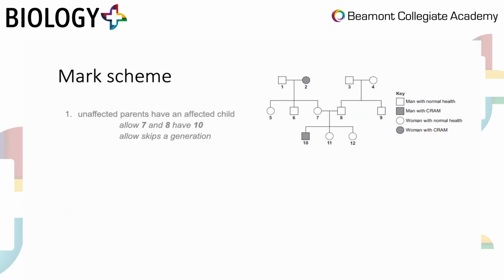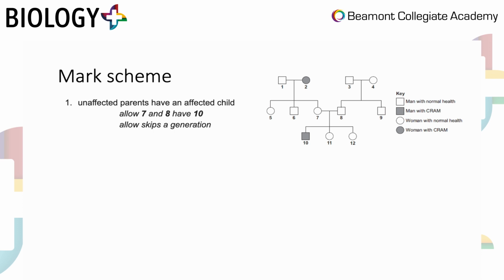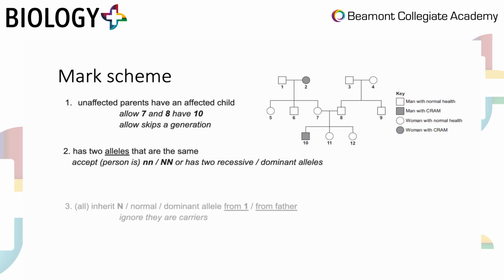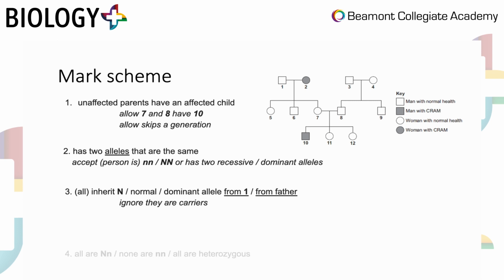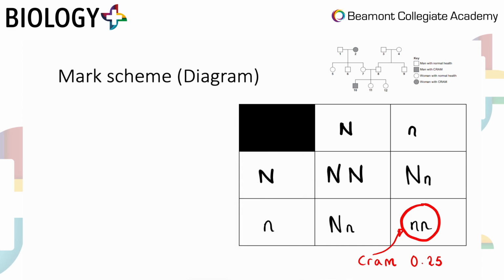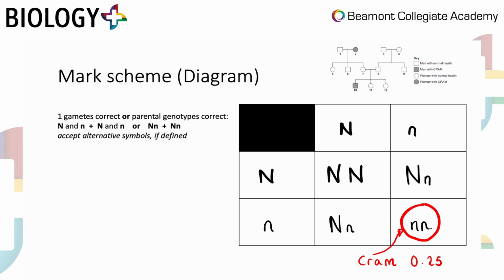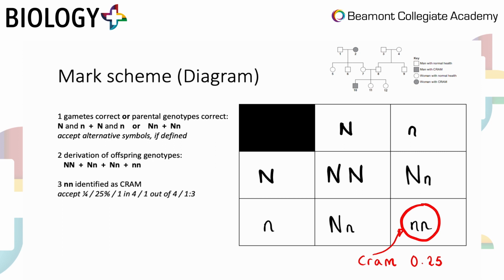You can now check my answers against the GCSE mark scheme. If you wish, you could go back and have a look at the questions again. And here's the diagram that should have been produced. So making sure that you've got the correct genotypes, completing the diagram, identifying double recessive as cram, and giving the probability.